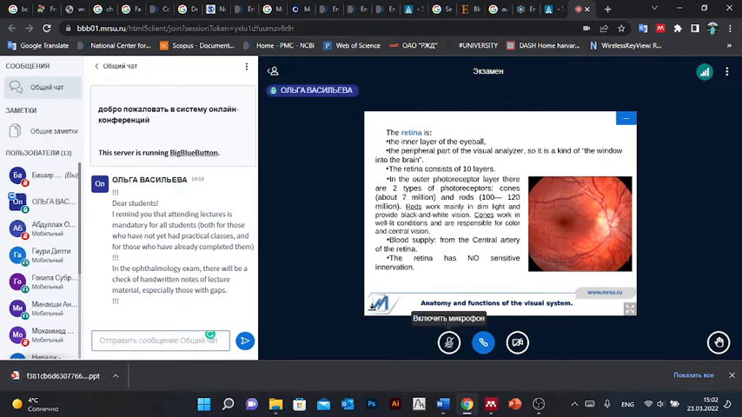I think you see the first slide with the anatomy of the retina. Good. Thanks. Let's now start. What is the retina? Please repeat.